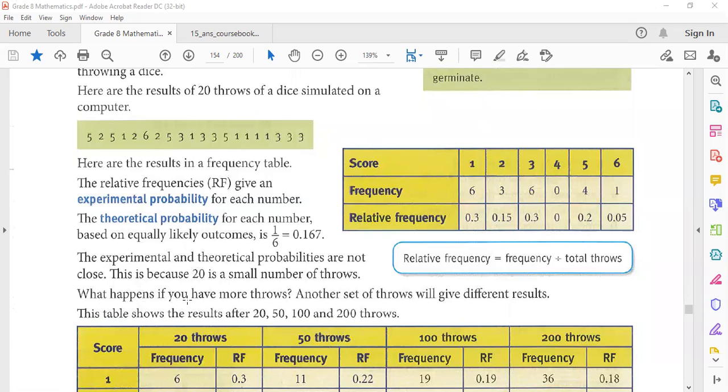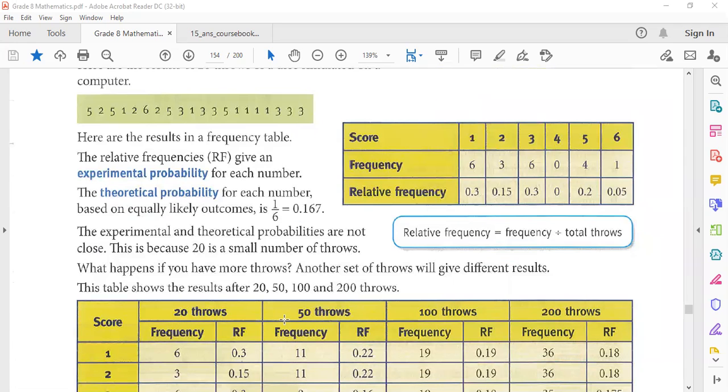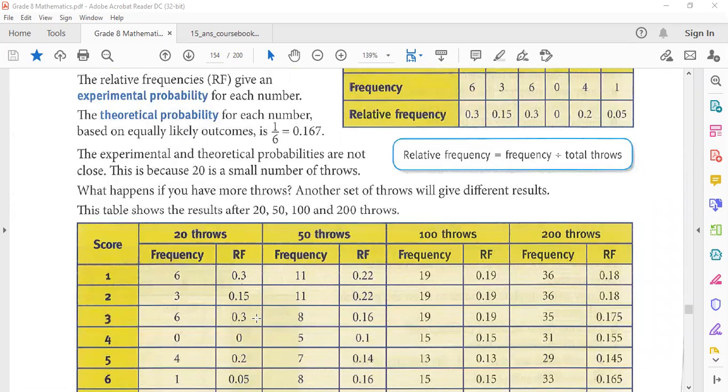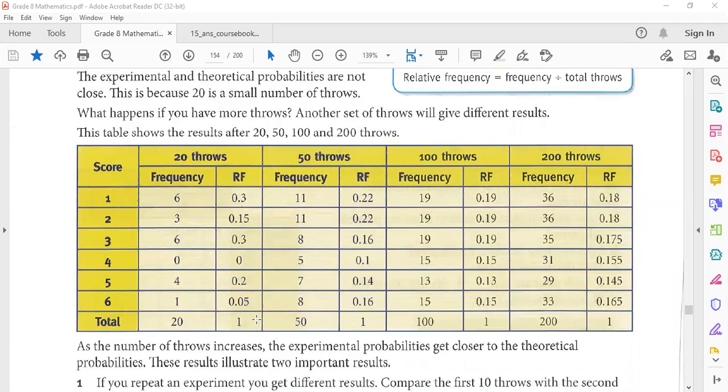What happens if you have more throws, or a different set of throws will give a different result. So here are the results of the 20, 50, 100 and 200 throws. Let's suppose our result looks like this, from score 1, 2, 3, 4, 5, 6. So it's equal to 20 throws and its relative frequency will be 0.3, 0.15, 0.3 as well, 0, and 0.2, 0.01 and 1. When we add all these numbers, your answer must be equal to 1.